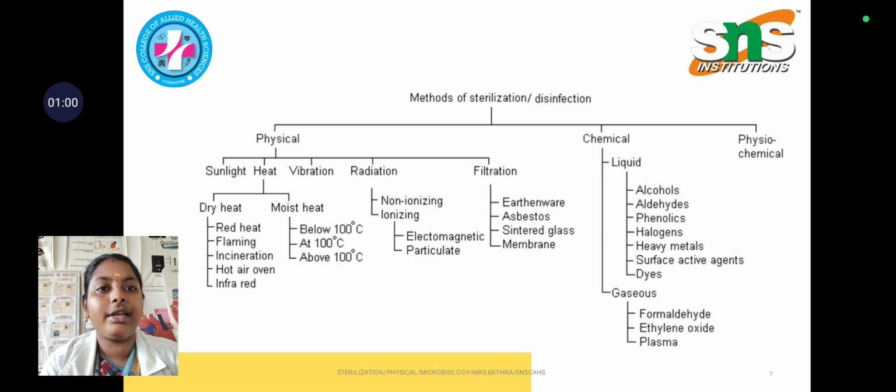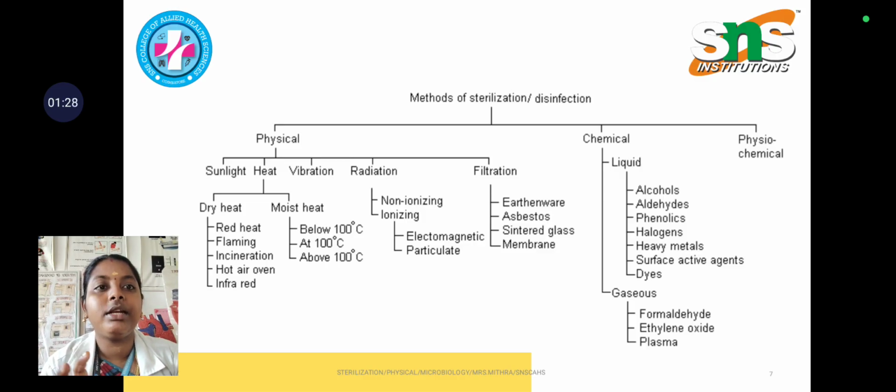Coming to radiation, which is of two types: one is ionizing radiation and another one is non-ionizing radiation. Some of the electromagnetic rays are also used in this type of sterilization. And coming to filtration, many filters have been used for sterilizing liquid materials. Examples: earthenware filters, asbestos filters, sintered glass filters, membrane filters and depth filters.